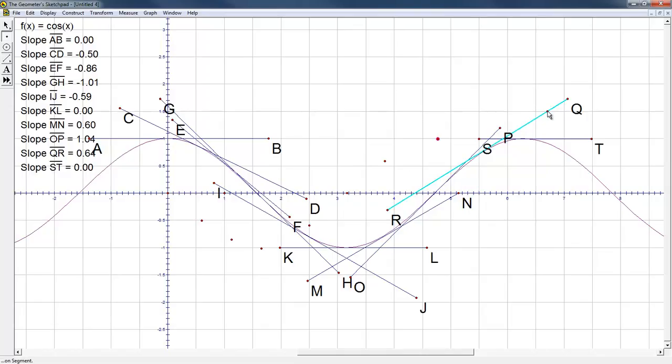So, QR is this one. So my tangent is about right there. So we're at 0.6 approximately. So I'm going to come down a little bit. So we're around there, I guess. And then ST, its slope is 0. So ST, which is the one I did right at the end here, would be at 6.28. We're back down to 0.